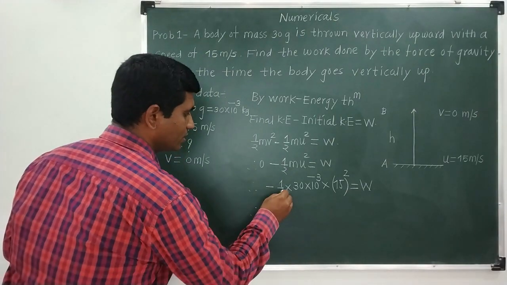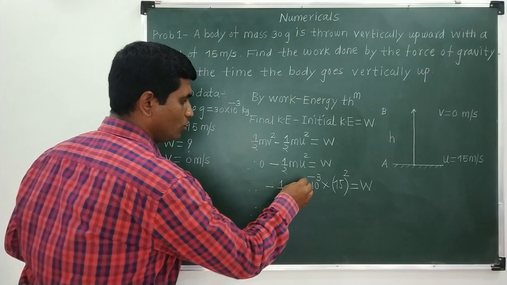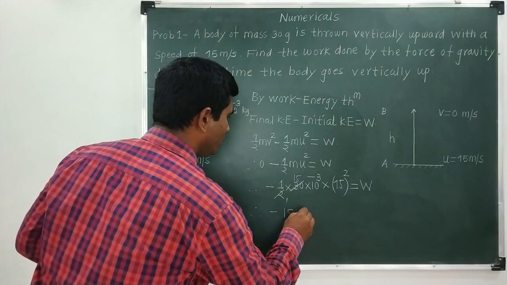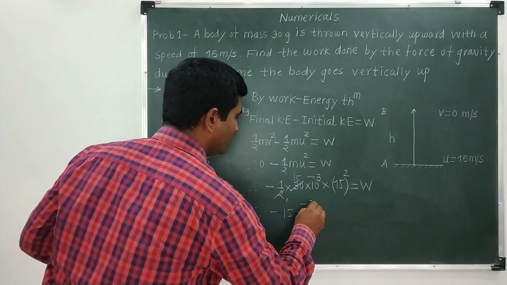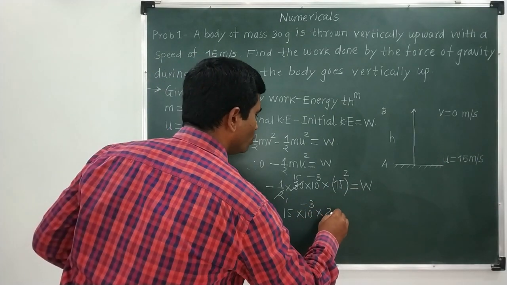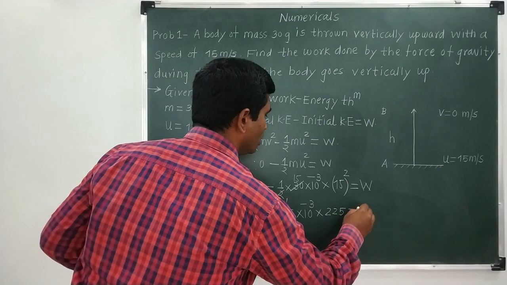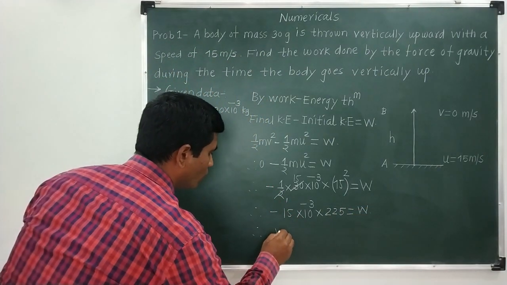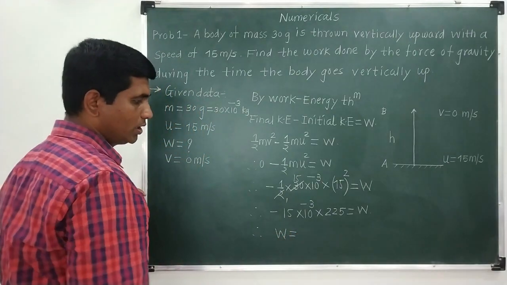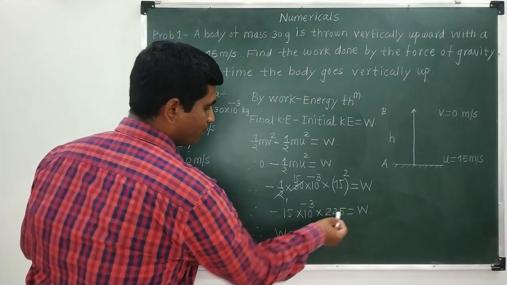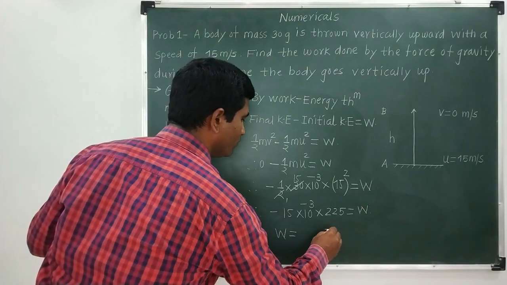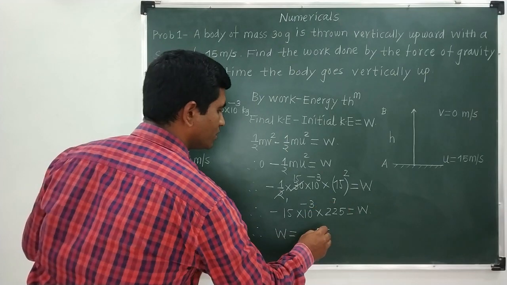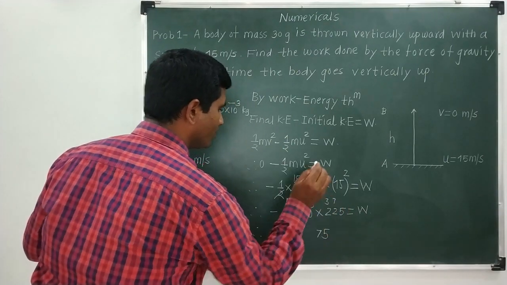Now if I rewrite this, 2 ones are 2, 2 15s are 30. So it is minus 15 into 10 raised to minus 3. 15 square will be 225. So if I rewrite this, work done is equal to, now I'll just do this simple multiplication. 15 5s are 75, carry 7. 15 2s are 30, 30 plus 7, that will be 37, carry 3.